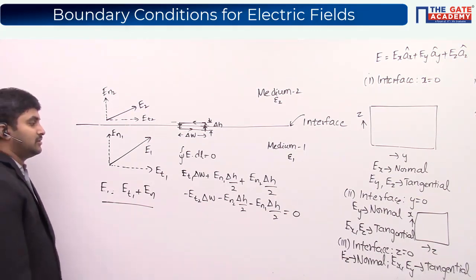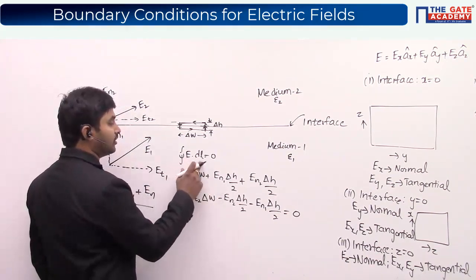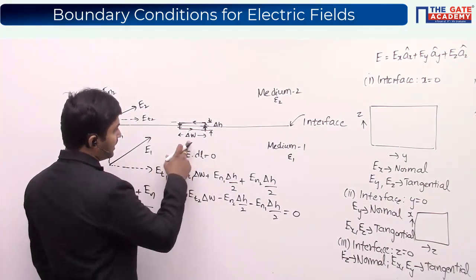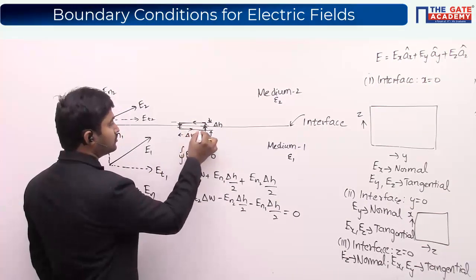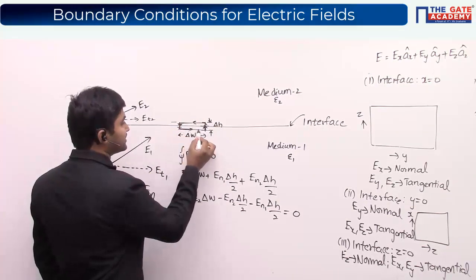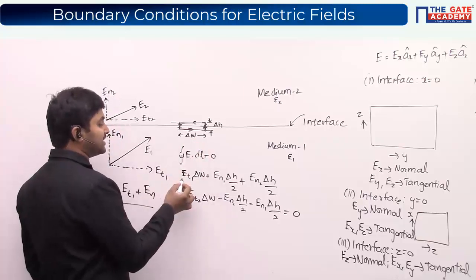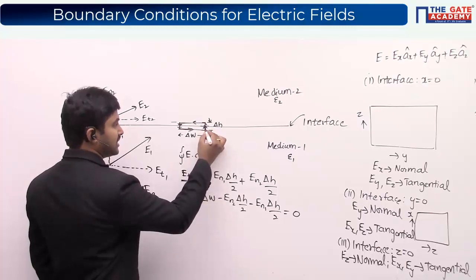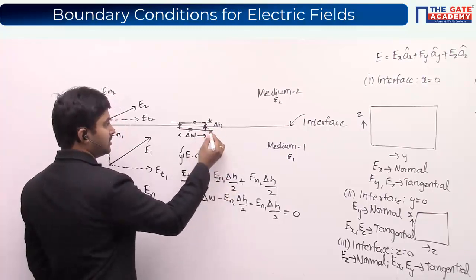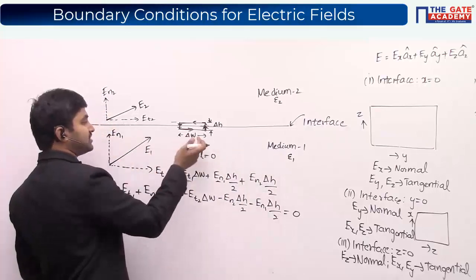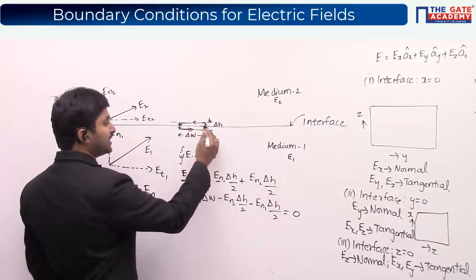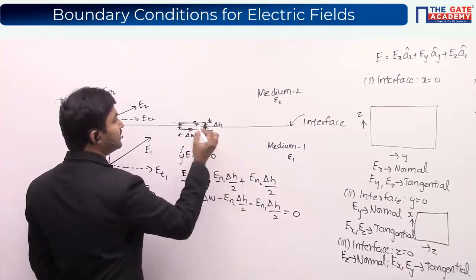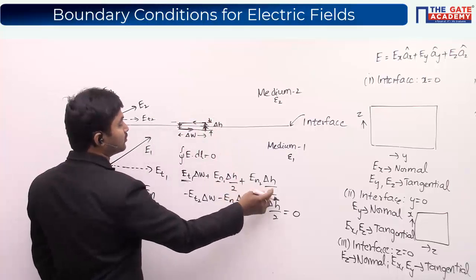Right. See here, I'll repeat once again. The closed line integral of E dot dl is equal to 0, the Maxwell's equation that we have. Now, here what we are doing is that we are moving around this loop. Initially, if I am moving in this direction, it is the same direction as the tangential. So it is Et1 multiplied by the width, plus here it is En1 in the same medium, the first medium, in the same direction we are moving. So En1 multiplied by del H by 2, half of it, plus En2 moving in the second medium. So it is going to be En2 multiplied by del H by 2.